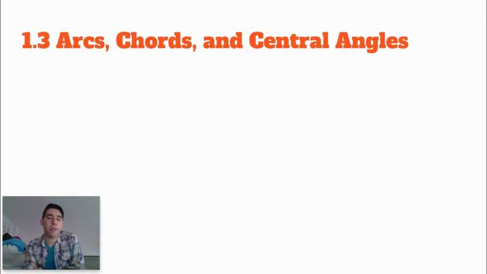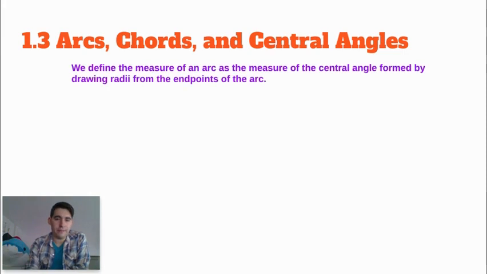Moving on to 1.3, arcs, chords, and central angles. Here we're going to apply a little bit of what we learned with these definitions, and we're going to prove a theorem, everyone's favorite thing. But first, a little bit more terminology. First, I want to talk about how the measure of an arc is formed by the measure of the central angle, formed by drawing radii from the endpoints of the arc.